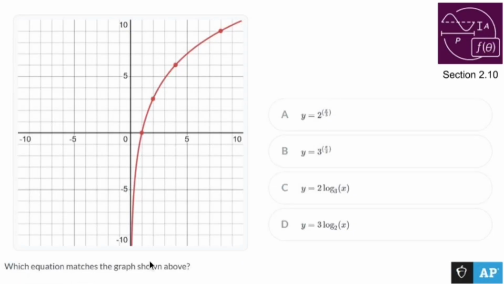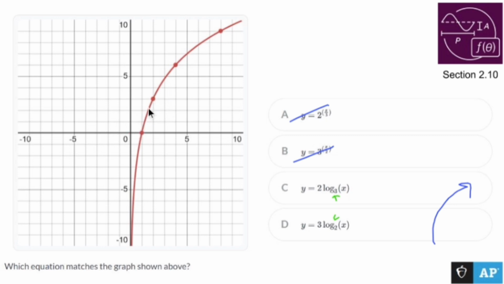Which equation matches the graph shown above? I'm going to do this in a very unique way. First things first, though, I know that this is a log because logs look like that. So C and D are the candidates. Now, the way I can figure out which one is you can do some memorization, but I'm going to go about this in a very unique way. I have a base of 3, I have a base of 2, and I want to see which is which by comparing this to its inverse counterpart.